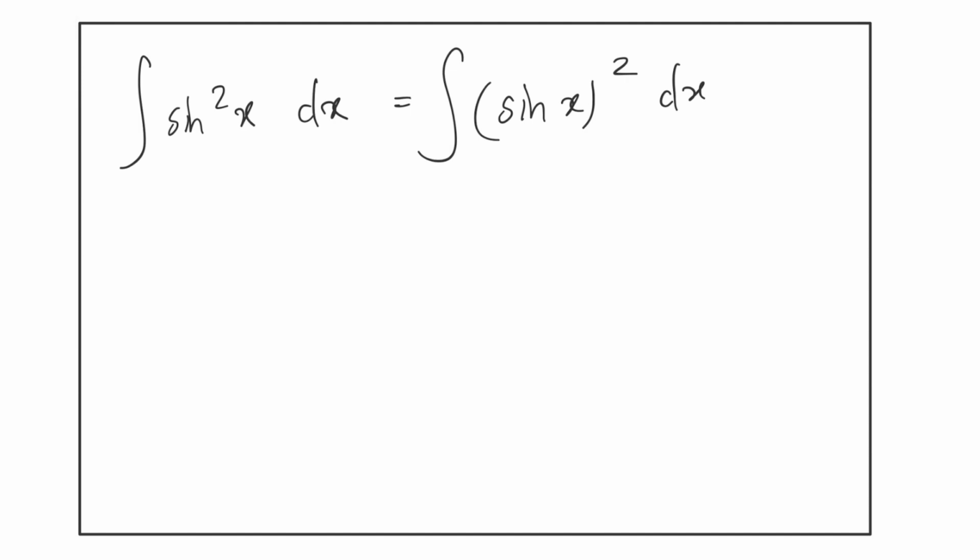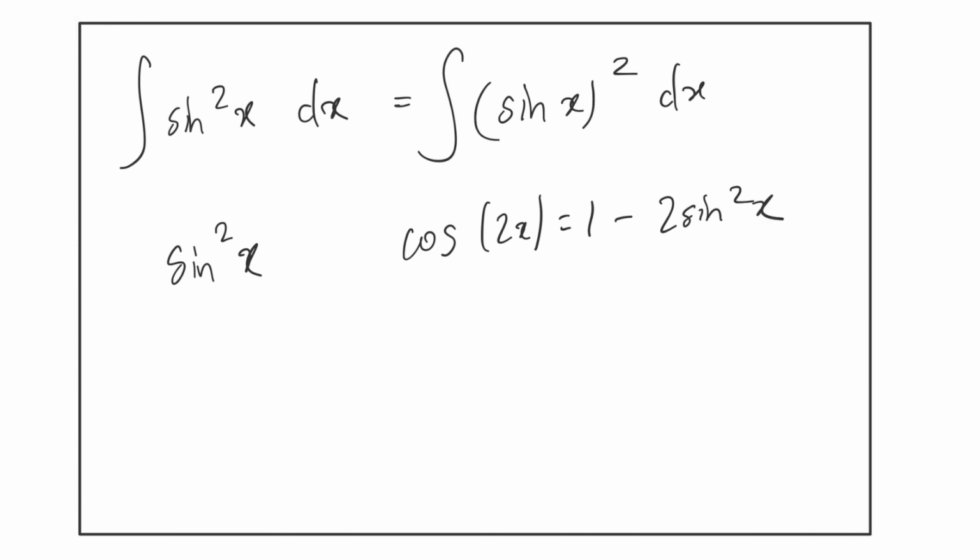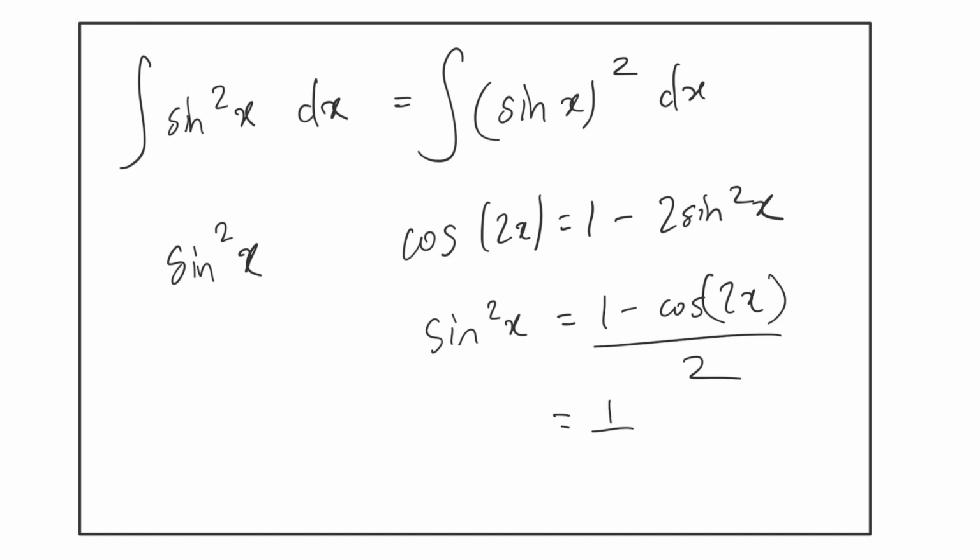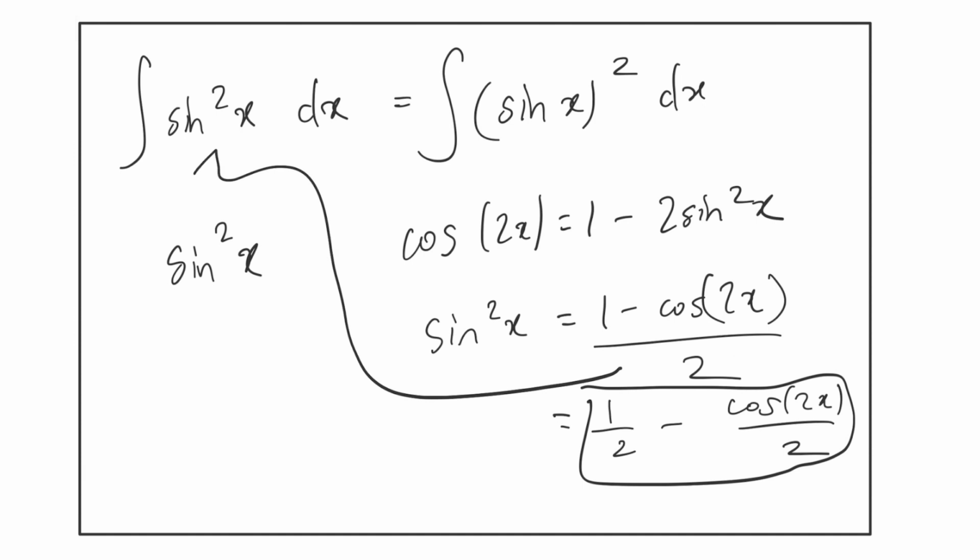Rewriting stuff. Sine squared x, how can we rewrite that? Well, we know that cosine of 2x is equal to 1 minus 2 sine squared x, if you know your trig identities. And then we could solve for sine squared x. So sine squared x can be written as 1 minus cosine 2x over 2, which is equal to 1 over 2 minus cosine of 2x over 2. So let's use this, plug it in up here, because they're equal, and let's integrate.